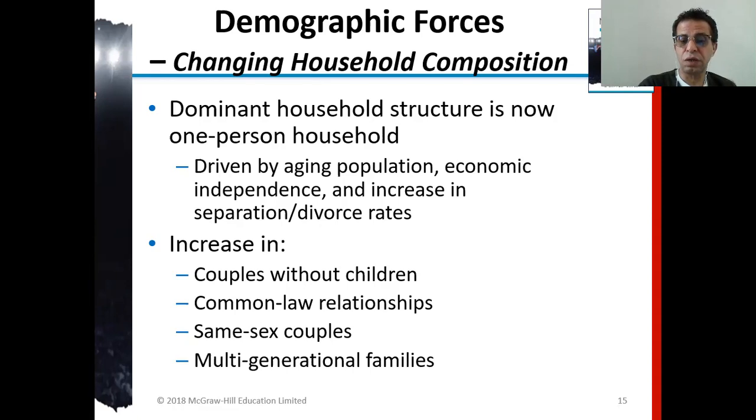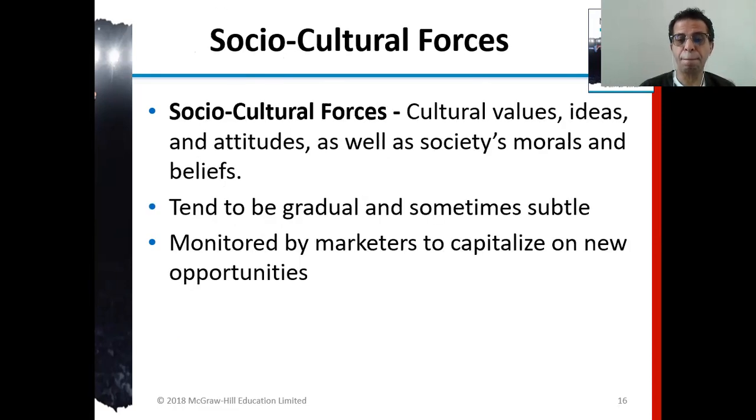There is an increase we see in couples without children. So basically, you cannot target a couple for diapers because they don't have children. There are lots of common law relationships, and then you have same-sex couples and multi-generational families made of grandfather, father, children, and grandchildren. They could be in one house living together. So all these things help us understand how the demographic forces work in marketing.